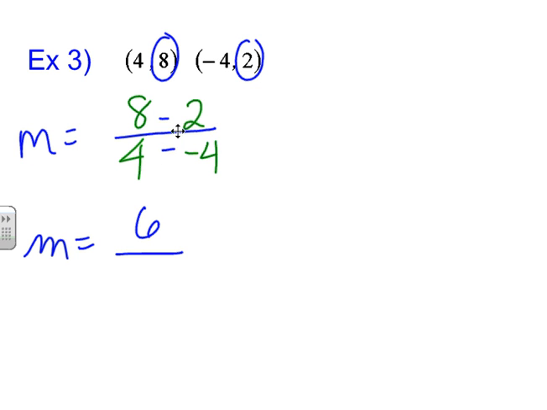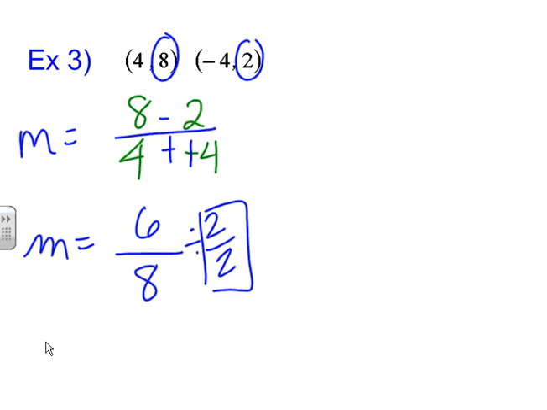That makes sense. 2 negatives next to each other will make a positive, which makes it 4 plus 4, which is 8. And 4 and -4 are 8 spaces apart, so that does make sense as well. 6 divided by 8, we would simplify it by dividing the top and the bottom by 2. And then we would get that slope is equal to 3/4.